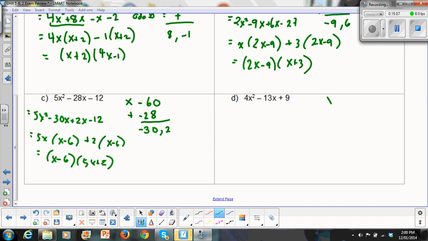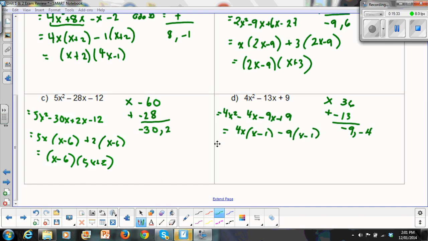Here we have what multiplies to 36 and adds to negative 13. So we're talking about negative 9 and negative 4. They have to multiply to a positive and add to a negative. 4x squared, I'll put the 4 first, it doesn't matter either way, minus 9x plus 9. Factor out of 4x, you're left with x minus 1. Factor out of negative 9, you're left with x minus 1. One factor is x minus 1. The other is 4x minus 9.